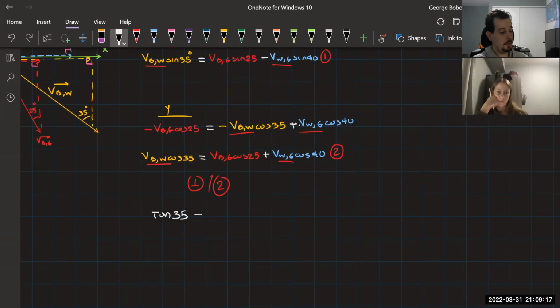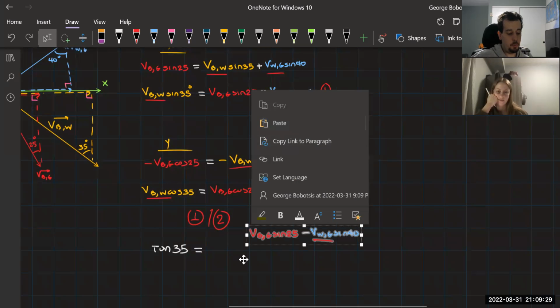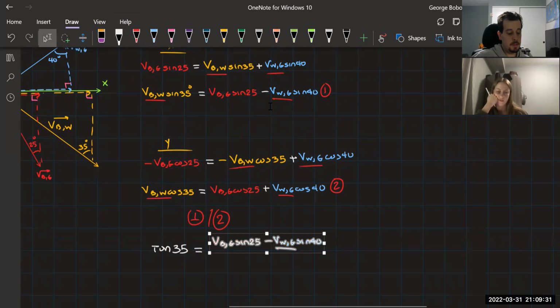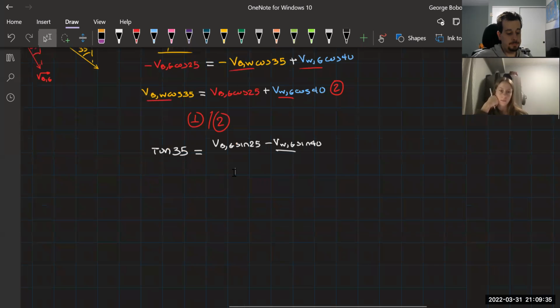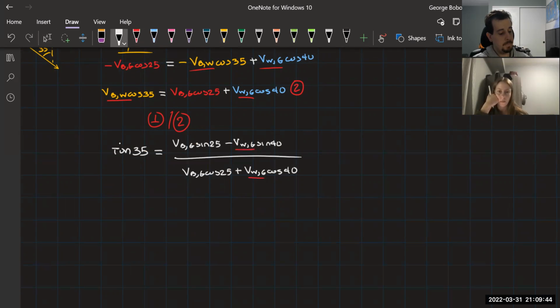Tan 35, and then this is equal to this side, which I'm too lazy to rewrite, so I'm just going to copy it. It's this side over here divided by this side over here. Again, the only unknowns are here and here. We're going to cross multiply and try to solve. That's all that's left.